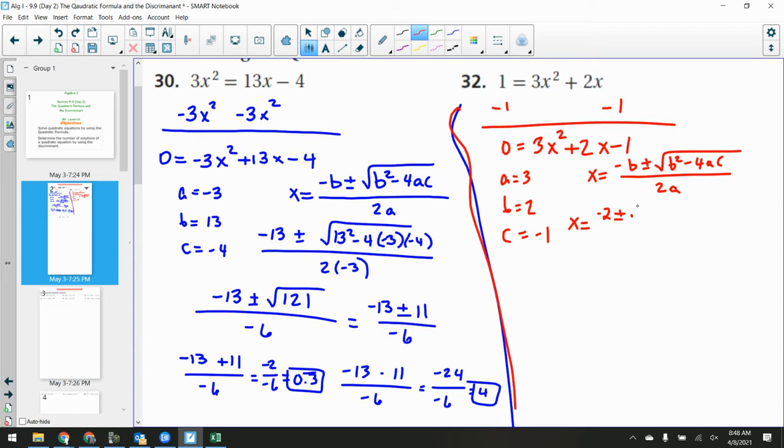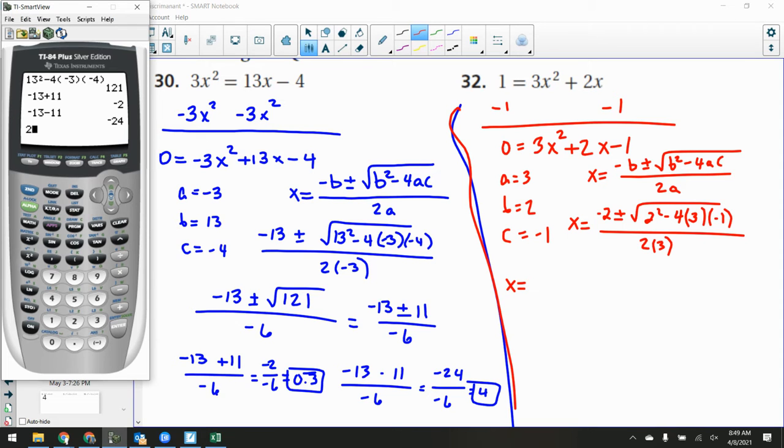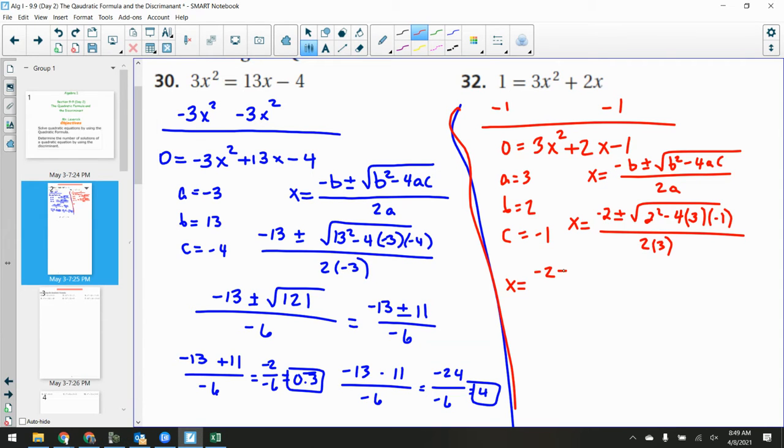So we have x equals the opposite of b, so -2 plus or minus the square root of 2 squared minus 4ac, all divided by 2a. So that means we have 2 squared minus 4 times 3 times -1. So 16. So both these come out nice. That's good. The square root of 16 all over 6.